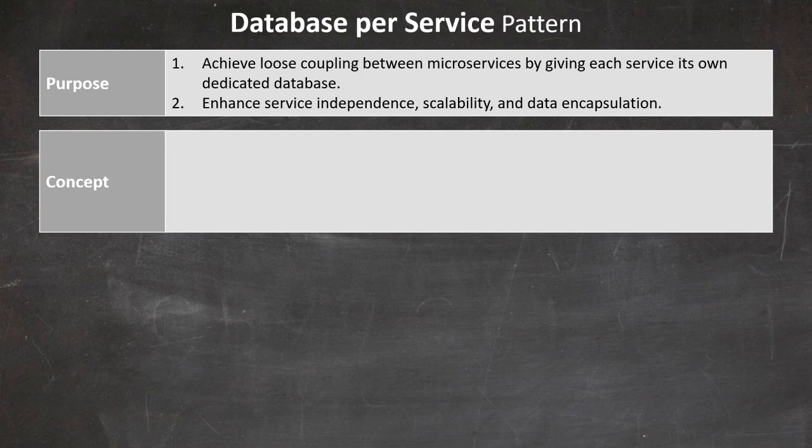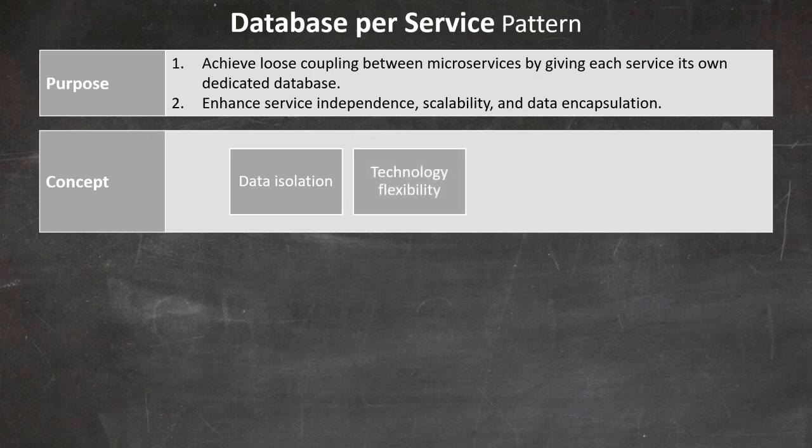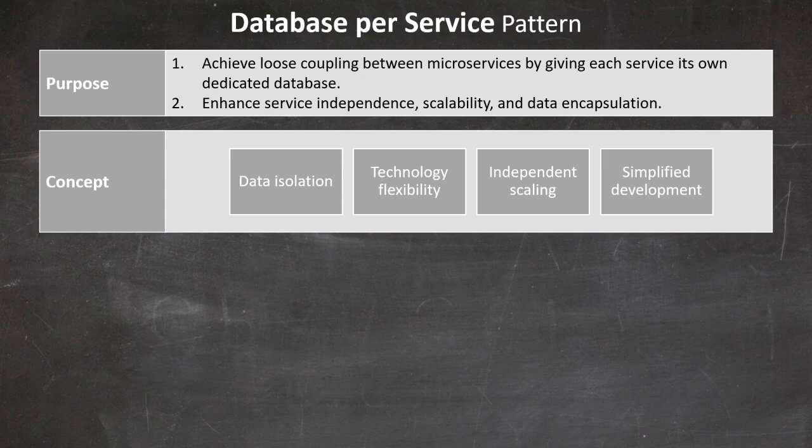Key aspects of this pattern include data isolation. Each service's data is isolated, reducing dependencies between services. Technology flexibility: services can utilize different database technologies tailored to their specific needs. Independent scaling: databases can be scaled independently based on the requirements of each service. Simplified development: developers can concentrate on a single service and its data model without worrying about impacts on other services.